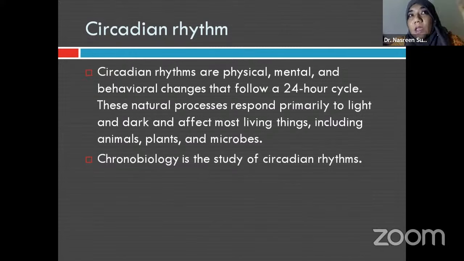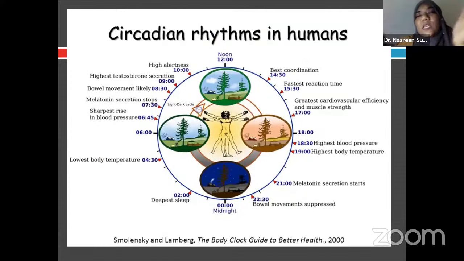At what time you are eating, that cycle will be set in your body. So that cycle is called circadian rhythms. The science which deals with the study of circadian rhythms is called chronobiology. So this is the common circadian rhythm in humans.